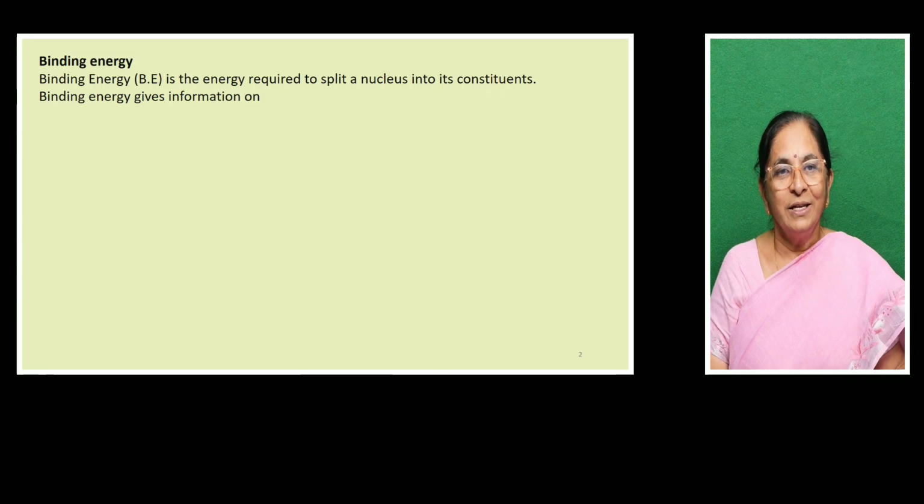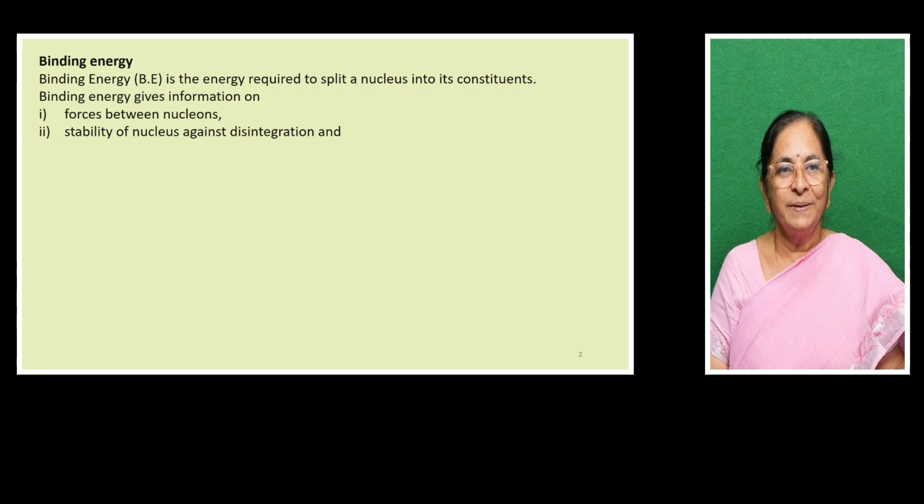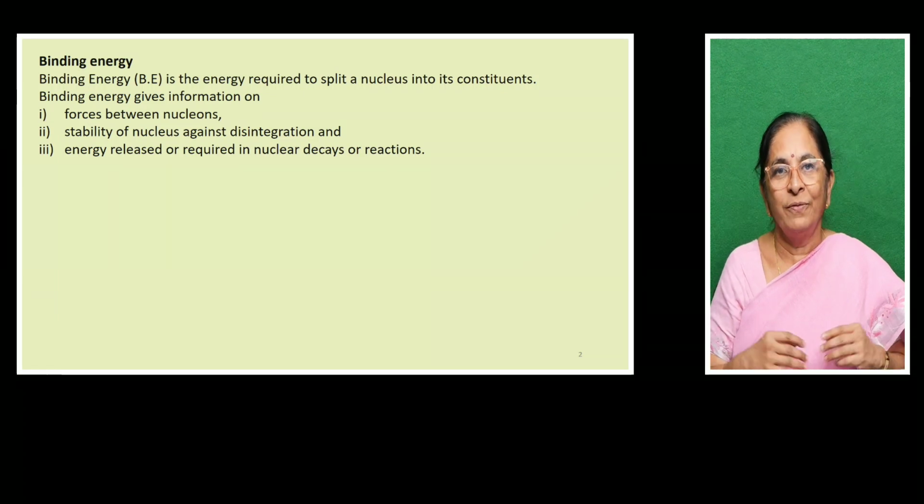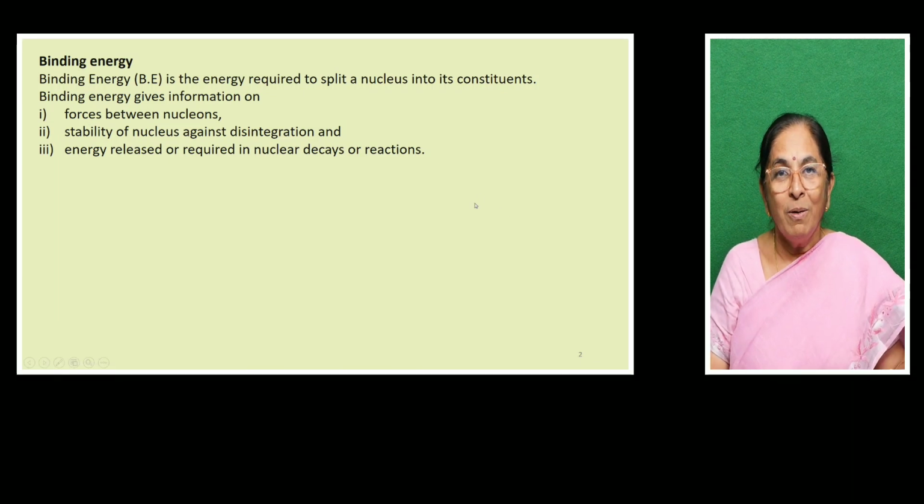Binding energy gives the information on the force among the nucleons, stability of the nucleus against disintegration, and how much energy is released or required in nuclear decays or reactions. There are some atoms which are naturally radioactive in nature. That means the nucleus undergoes disintegration and releases an enormous amount of energy. So all this can be understood if we know what binding energy is.